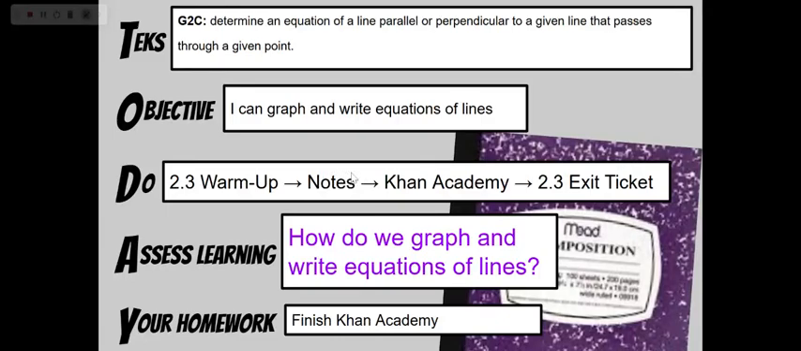Hey everybody! Today our objective is to be able to graph and write equations of lines. By the end of our lesson and our practice, you should be able to answer this question: how do we graph and write equations of lines?